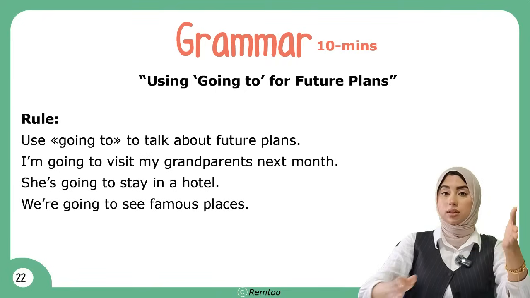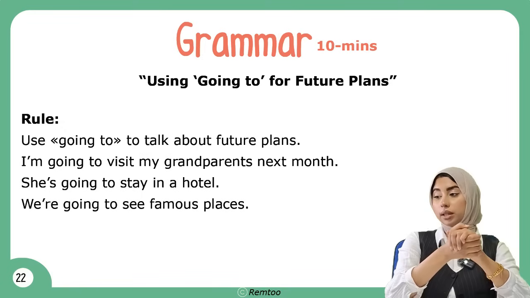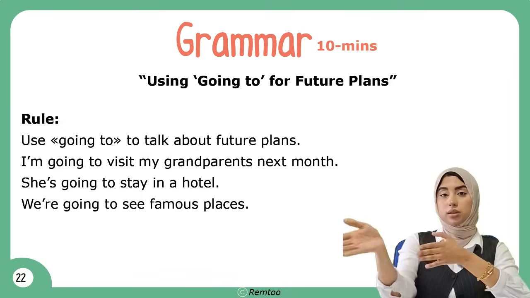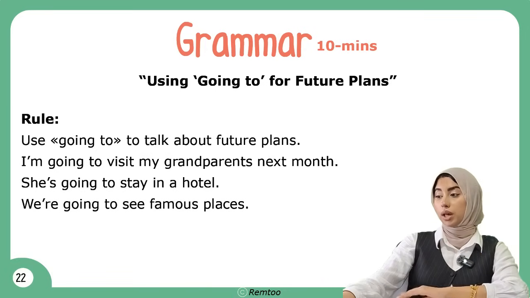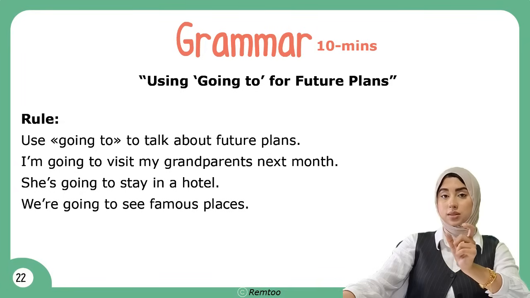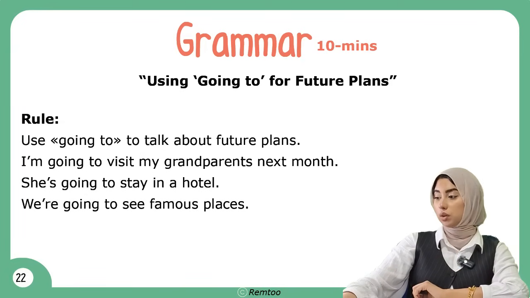So just add the subject, I, she, we, whatever, and then of course verb to be, am, is, are, then going to, and so on. Okay, and of course don't forget that after going to, we put the verb as it is, like stay, we're going to see, we're going to stay, we're going to visit, without any additions. Well, let's have our second practice.